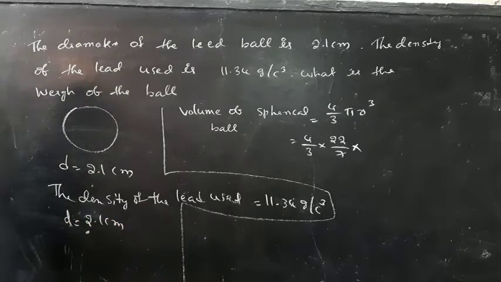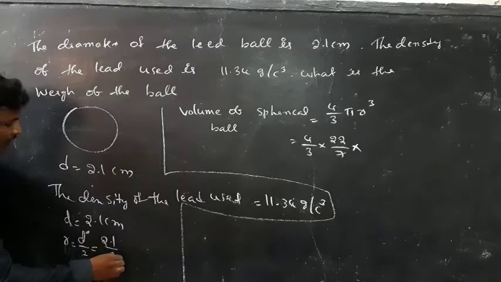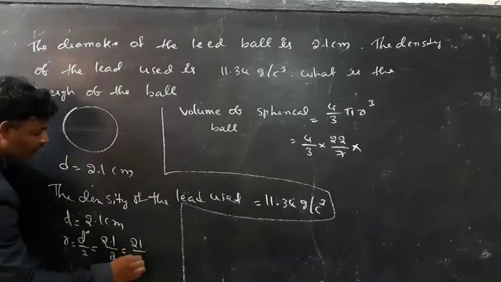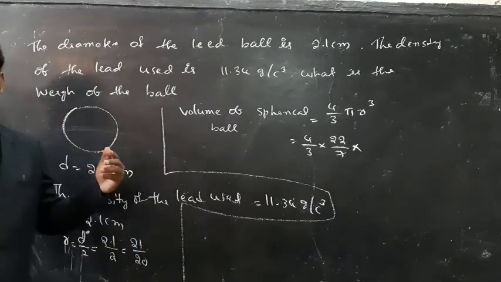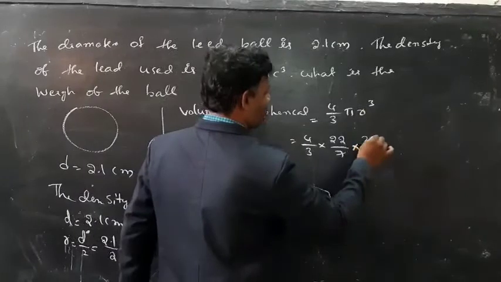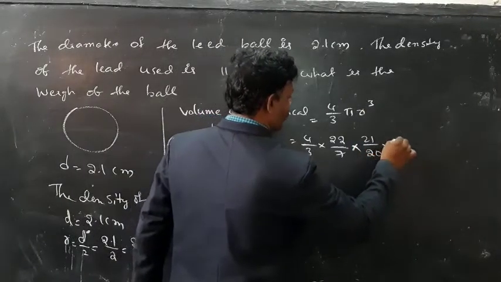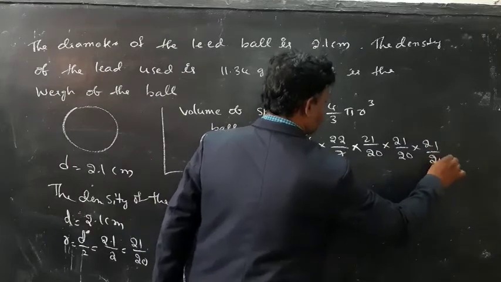But I need the value of the radius. Radius is equal to half of the diameter. It means 2.1/2 is equal to 21/20. What is the radius of the given spherical ball? 21/20. So r cube means 21/20 into 21/20 into 21/20.